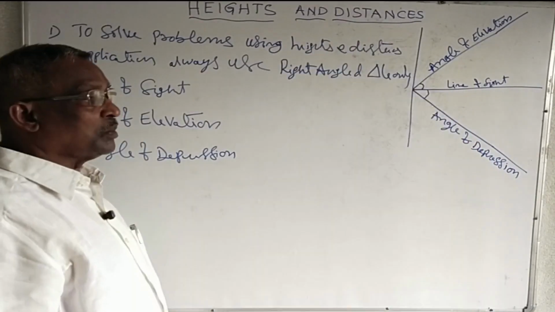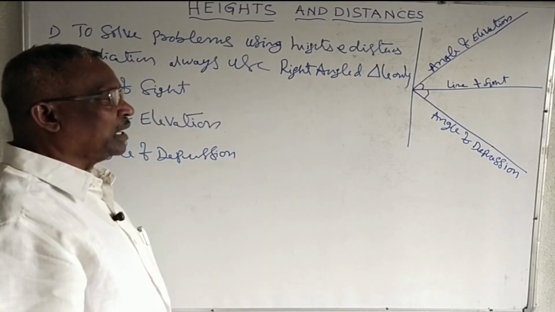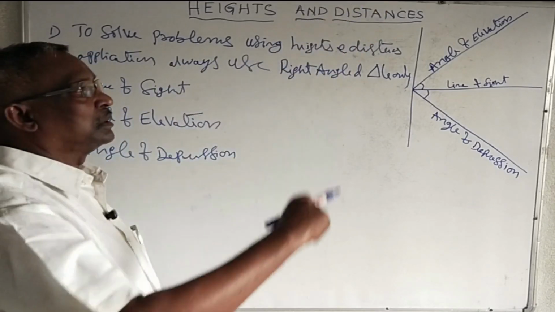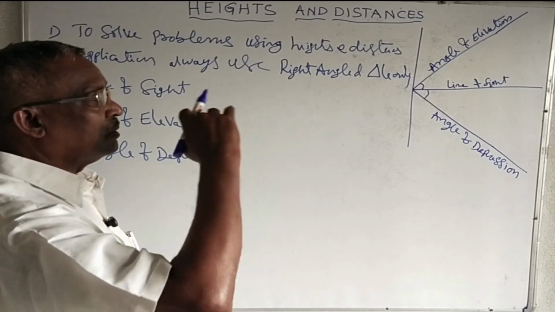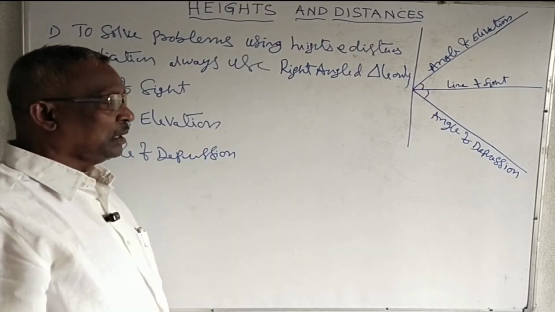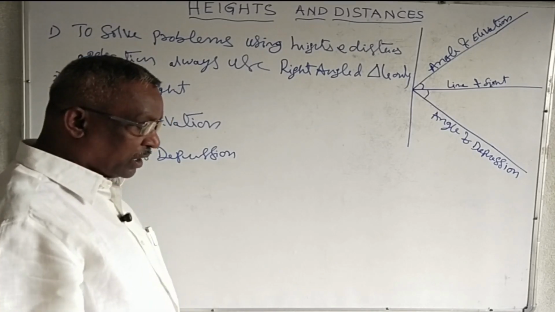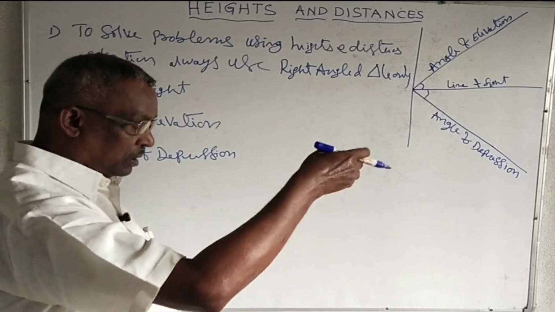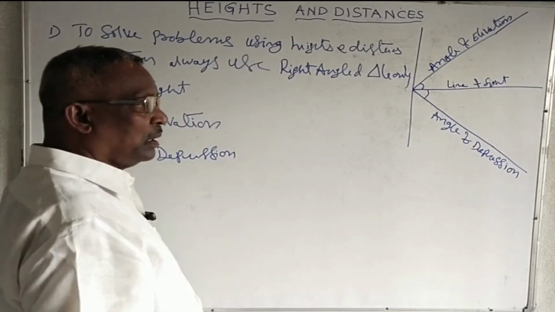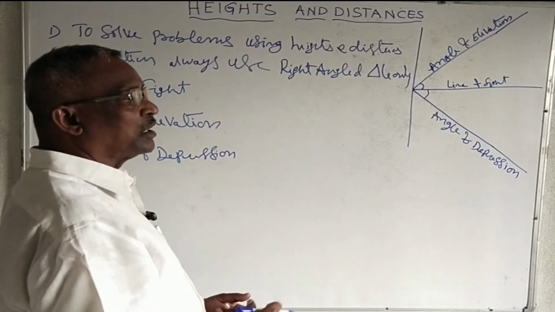Example. Now I am seeing straight, so this is the line of sight. Whereas if I am seeing like this, the object is above the line of sight, and the angle between the line of sight and that direction is the angle of elevation. Similarly, this is the line of sight, straight. If I see an object down below, the angle between the line of sight and that direction is called the angle of depression.